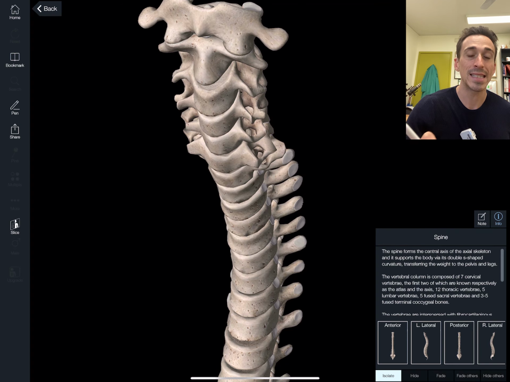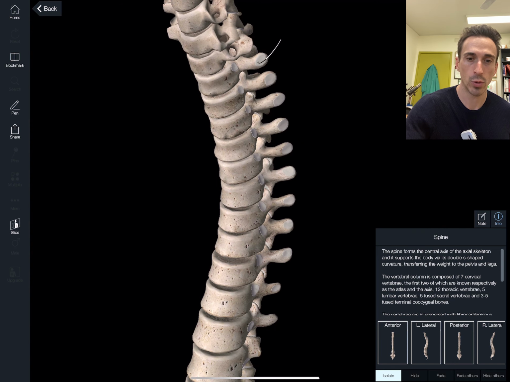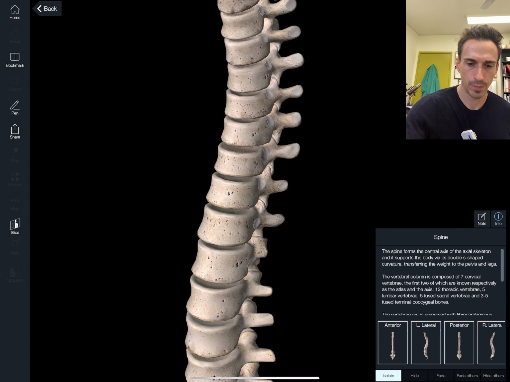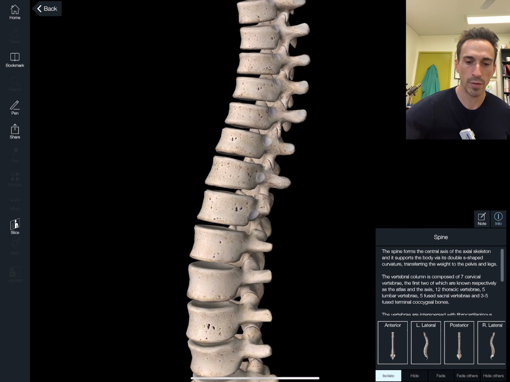Now, we've spoken about the 7 cervical vertebrae. There are 12 thoracic. So let's see if we can count those 12. 1, 2, 3, 4, 5, 6, 7, 8, 9, 10, 11, 12. And then you can see the processes change. And we've got 5, 1, 2, 3, 4, 5, what we call lumbar vertebrae.